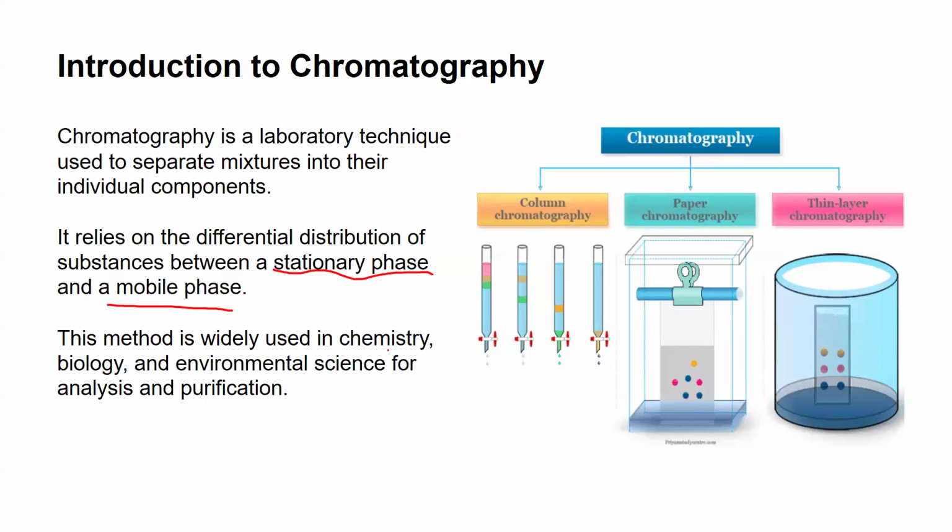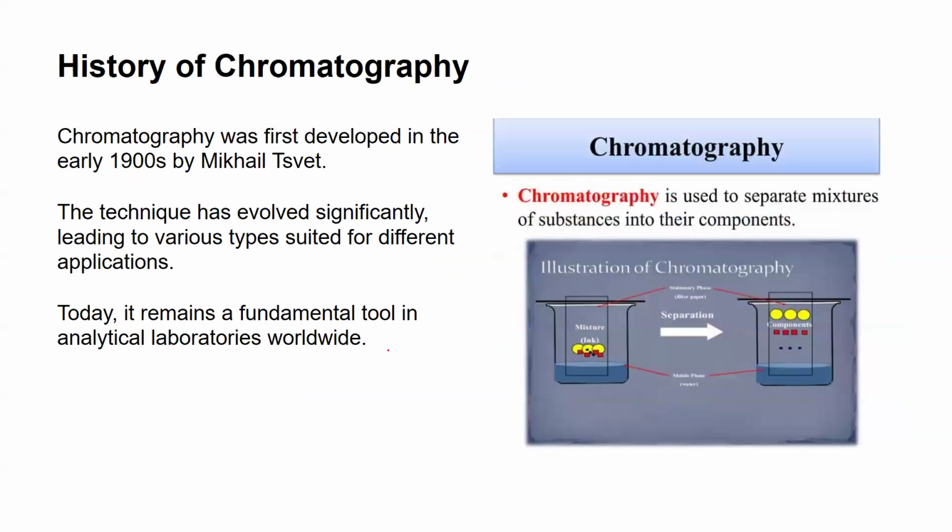This method is widely used in chemistry, in biology, and environmental sciences for analysis and purification. We have many types of chromatography, but here we are going to discuss column chromatography, vapor chromatography, and thin layer chromatography. So what is the history of chromatography? Chromatography was first developed in the early 1900s by Mikhail Tsvet, and the technique evolved significantly, leading to various types suited for different applications.